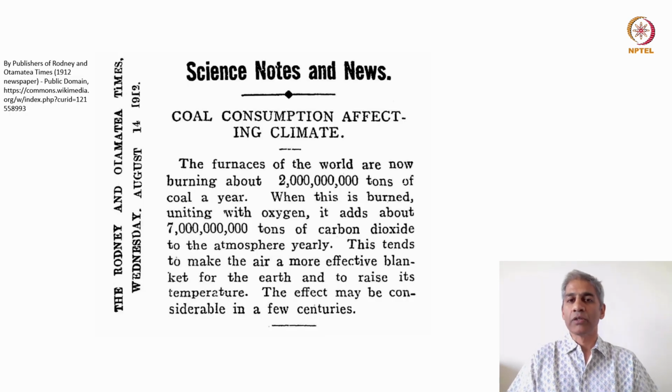I'm now going to talk about global warming, and then we will come to climate change. So global warming has been known as a problem for over 100 years. This is a news report from 1912, and it says, the furnaces of the world are now burning about 2 billion tons of coal a year. When this is burned, it adds about 7 billion tons of carbon dioxide to the atmosphere yearly. This tends to make the air a more effective blanket for the Earth and to raise its temperature. So in a very brief and precise fashion, it has laid out the problem and its causes.